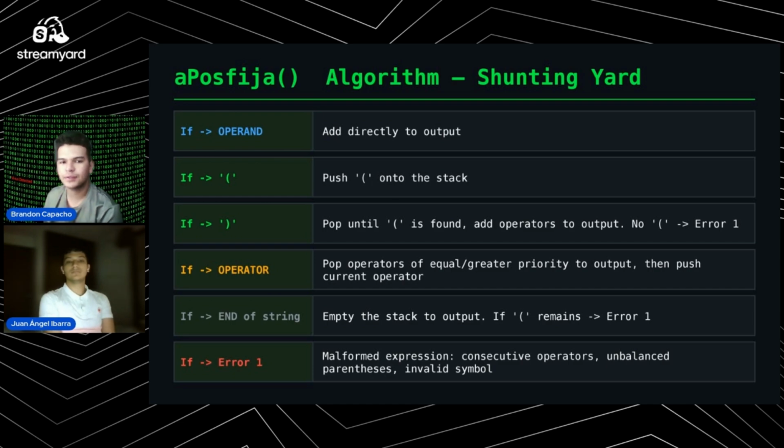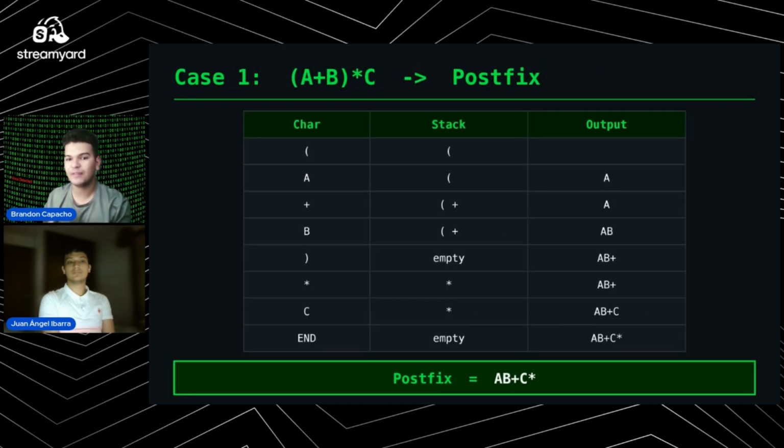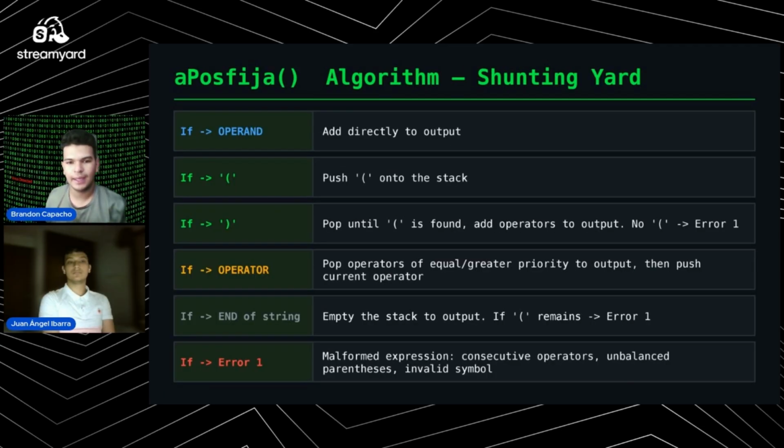Now, let's go to the heart of the program, the shunting yard algorithm, which converts from infix to postfix. The algorithm goes through the expression character by character and applies five rules. First rule, if the character is an operand, a letter or digit, it goes directly to the output. Second rule, if it's a left parenthesis, it's pushed onto the stack. Third rule, if it's a right parenthesis, we pop operators until we find the left parenthesis, adding them to the output. If there is no left parenthesis to be found, we throw error 1.